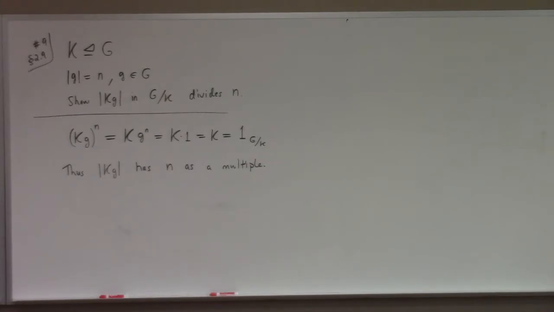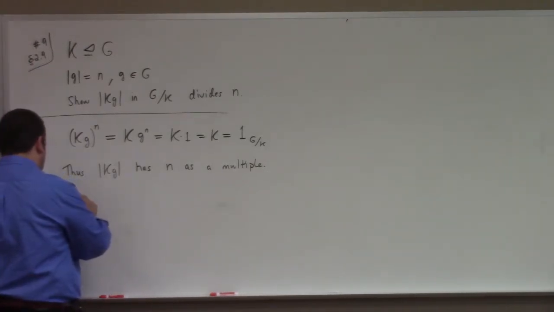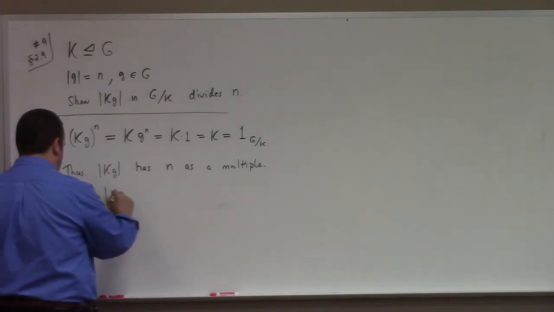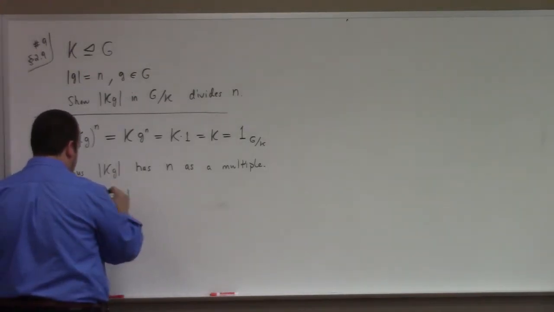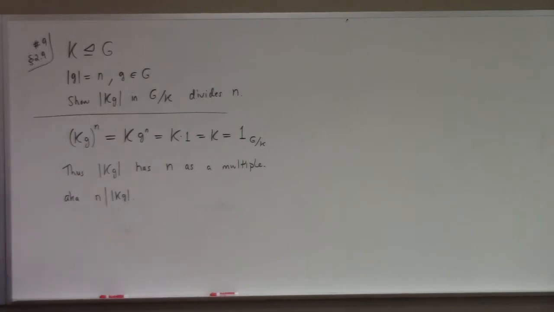Right. If kg has n as a multiple, that means that n divides the order of kg, yeah. It was kind of uneventful. It's okay. It looks scarier than it is.